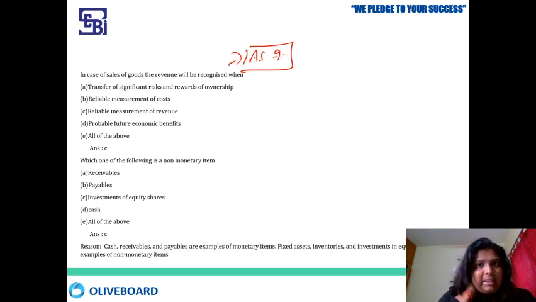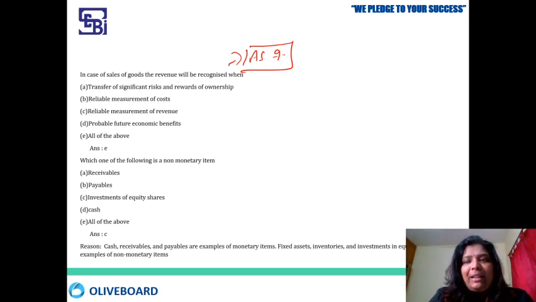So now here, sale of goods. When will you recognize something as a revenue, as a sale in your books, when the transaction has happened? So AS9 says that if it is related to goods, then please make sure that risk and reward is transferred. And you should be able to measure its revenue and its cost. And there should be future economic benefit.